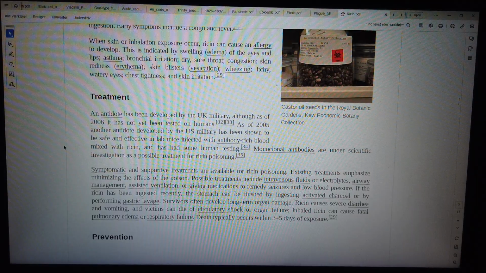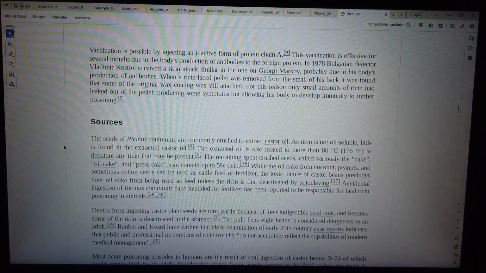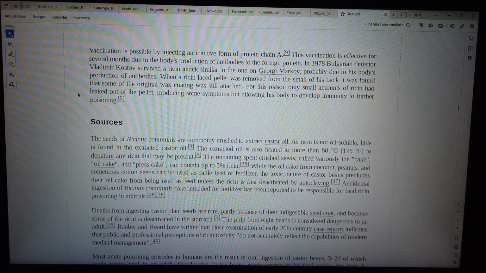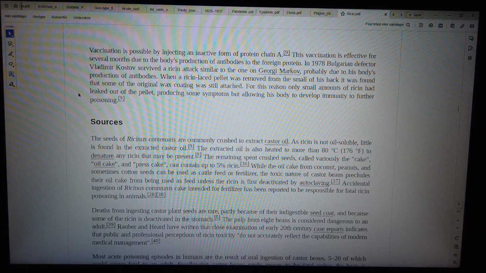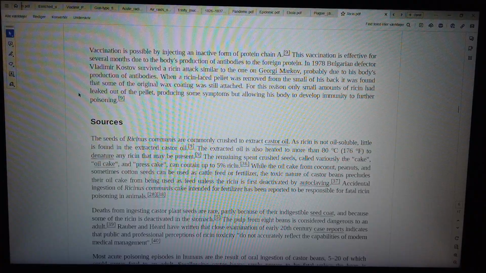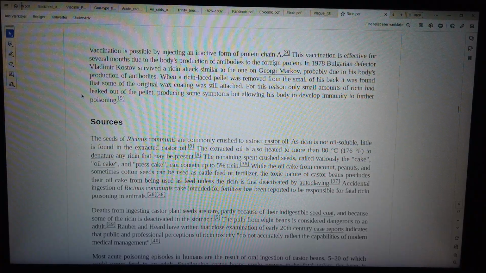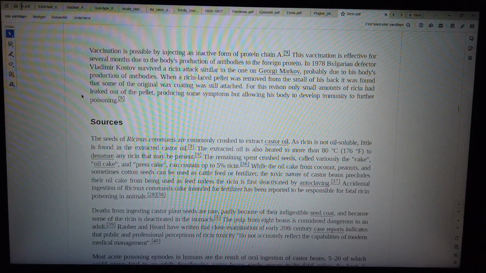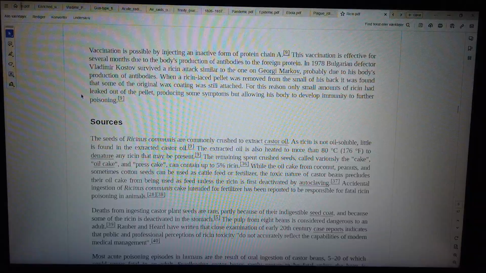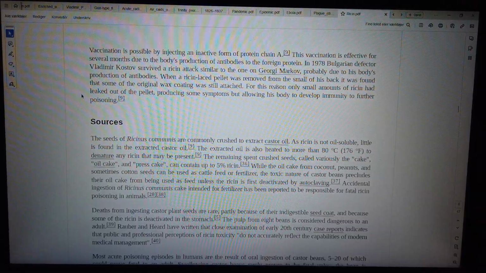Prevention. Vaccination is possible by injecting an inactive form of protein chain. This vaccination is effective for several months due to the body's production of antibodies to the foreign protein. In 1978, Bulgarian defector Vladimir Kostov survived a ricin attack similar to the one on Georgy Markov, probably due to his body's production of antibodies.